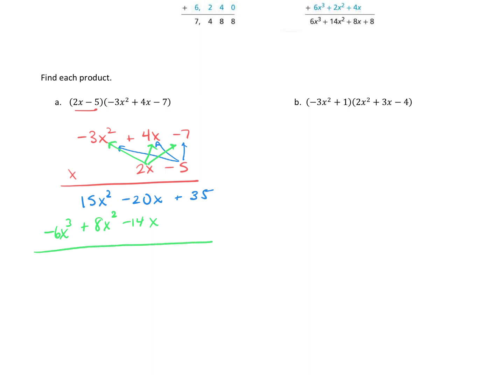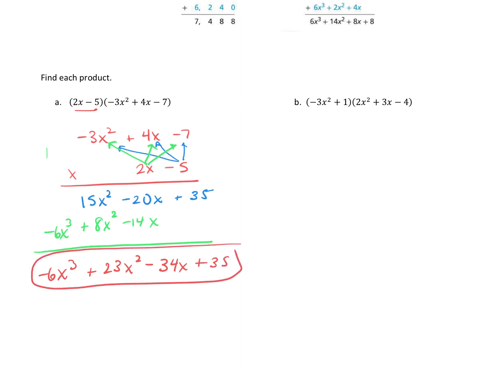And now everything's organized to add vertically. We have a negative 6x cubed. We have a 15x squared plus 8x squared, which is 23x squared. Negative 20x minus 14x is negative 34x, and that plus 35 comes down. So again, just another way to multiply trinomials with binomials.